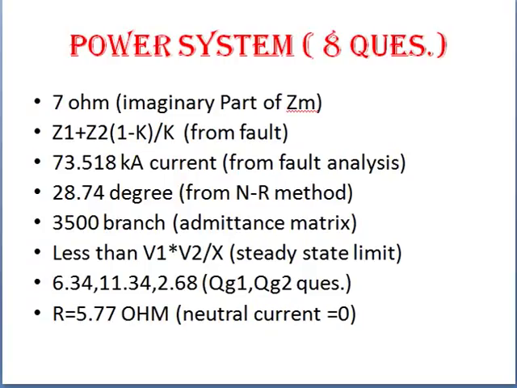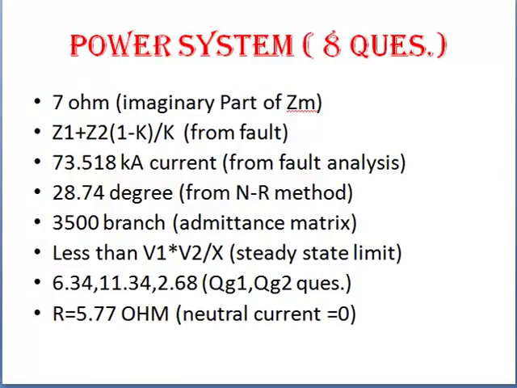Now the power system, a total of 8 questions were asked. There was a 7 ohm resistor Zm imaginary part value question, and one fault question, where the answer is (Z1 plus Z2) into (1 minus k) divided by k. There was a fault analysis question, the answer is 73.518 kilo ampere, a Newton Raphson method question, the answer is 28.74 degree, and an admittance matrix question, the answer is 3500 branch. The steady state limit is less than V1 V2 divided by x, not z, it is x.